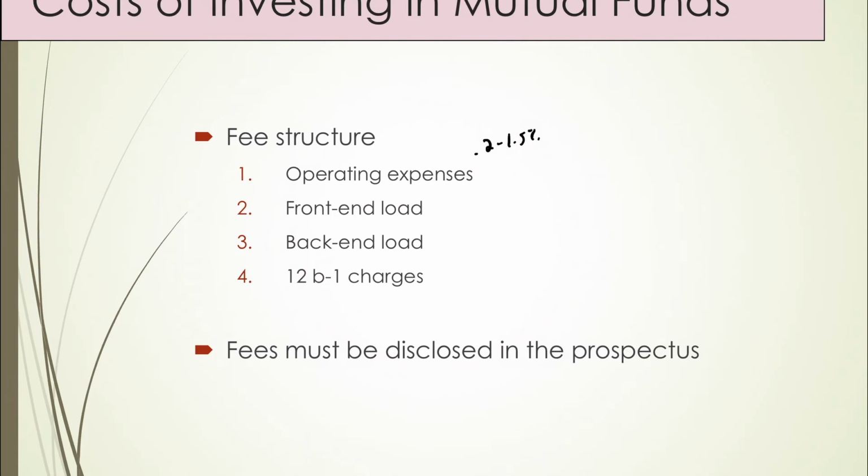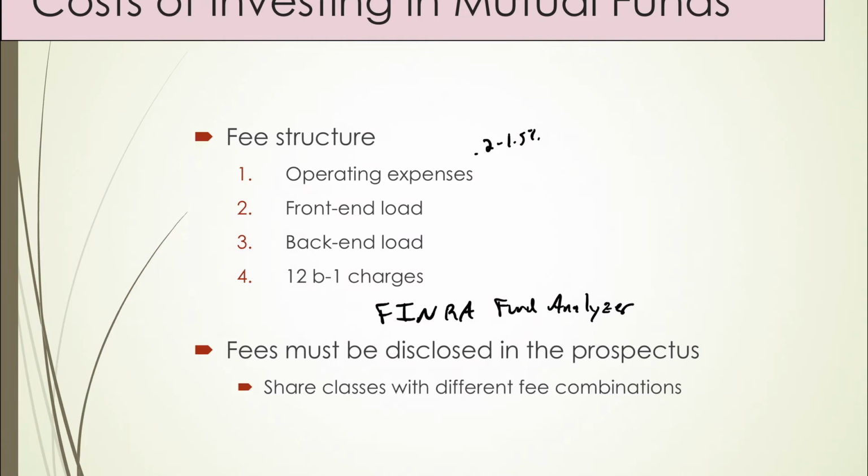And then the last one would be a 12B1 charge. So 12B1 charges are fees that are charged to cover distribution and marketing expenses. But these are just different types of fees that can impact your return on a mutual fund. One thing that you could look at is FINRA's Fund Analyzer. The FINRA Fund Analyzer gives details on each fund's fees, and it is important to look at these fees before purchasing. Additionally, fees must be disclosed in the prospectus, which is the document that must be filed to the SEC on these funds.